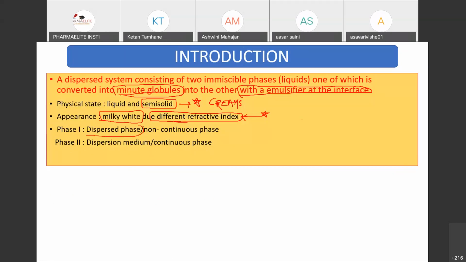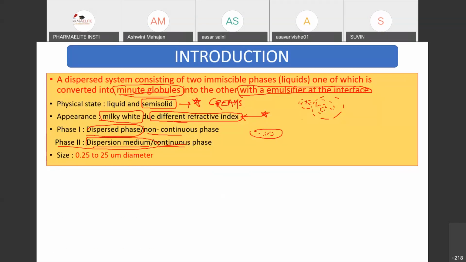At the same time, there are two phases in your emulsions, which we just talked about. One is your dispersed phase, your small globules, which would be spread around. Obviously, since they are small globules, they are dispersed, they are not continuous. It's the non-continuous phase. Another is phase two, the dispersion medium, which is nothing but the continuous phase. So it would be a medium in which your dispersed phase, your globules, will be spread around. This is nothing but emulsions.